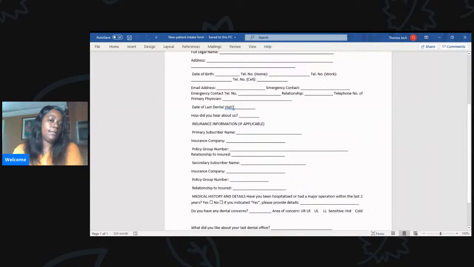If they tell you that they were in the dental office within the last 3 months or 2 months or whatever, a lot of insurance companies cover cleanings and exams once every 6 months or once every 3 to 4 months. It depends on your dental health.